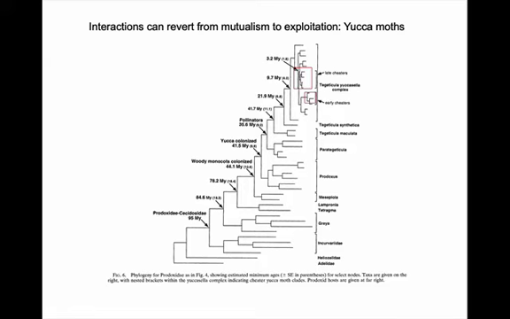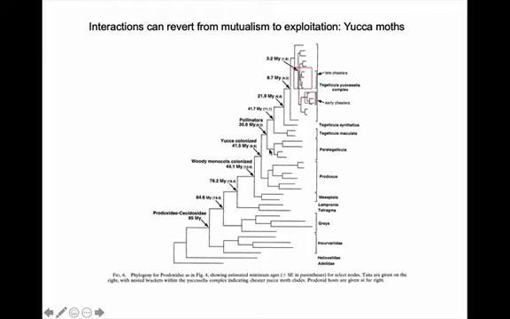Okay, so that's an ecological time. Let's look at how mutualism and exploitation can slip back and forth. Let's look first in evolutionary time. So this is the yucca moth and yucca interaction.